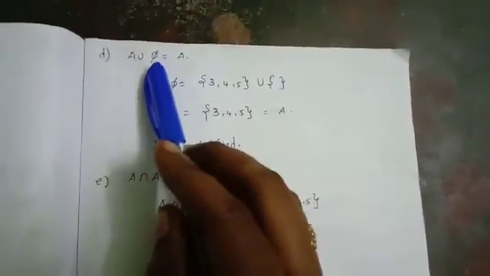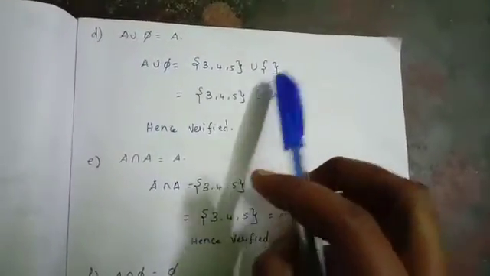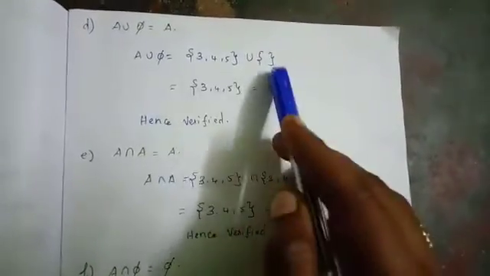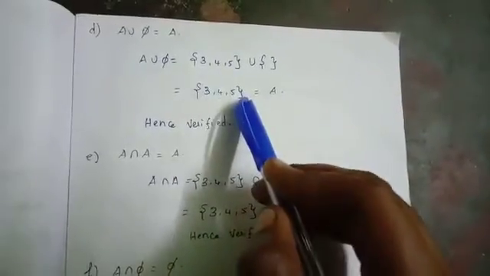The next one, D sum: A union of the empty set is equal to A. So A set union empty set: the empty set means there are no elements in the set. The union means all elements of both sets will be the answer. But this set has no elements. So 3, 4, 5 is the answer.